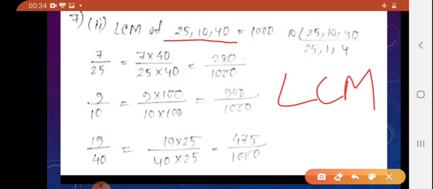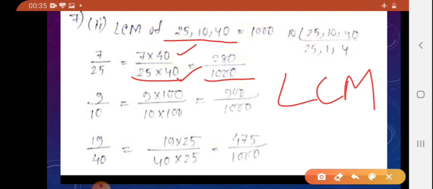Now in 25, what number will be multiplied so that the answer comes 1000? So in 25 we will multiply 40, then only 1000 will come. So in the denominator if we are multiplying 40, in the numerator also we will multiply 40. Now 10: in 10 what will we multiply so that the answer comes 1000? So 10 into 100 will come 1000. So in the numerator also we will multiply by 100. So the answer will come 900 upon 1000.